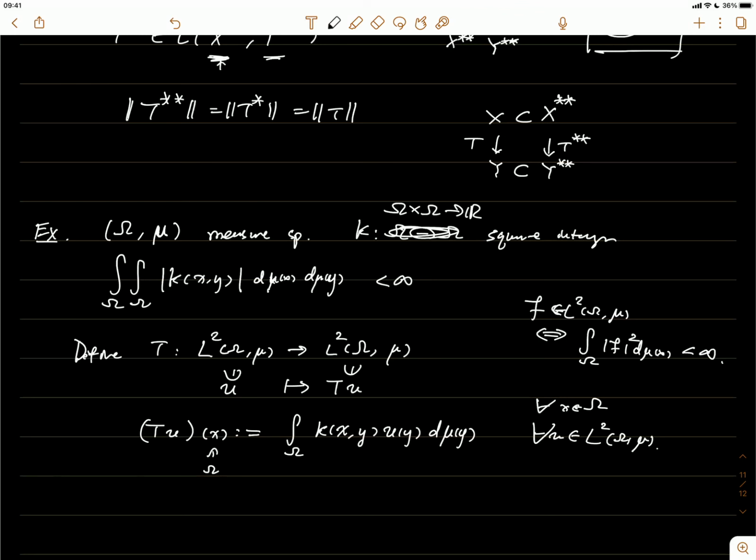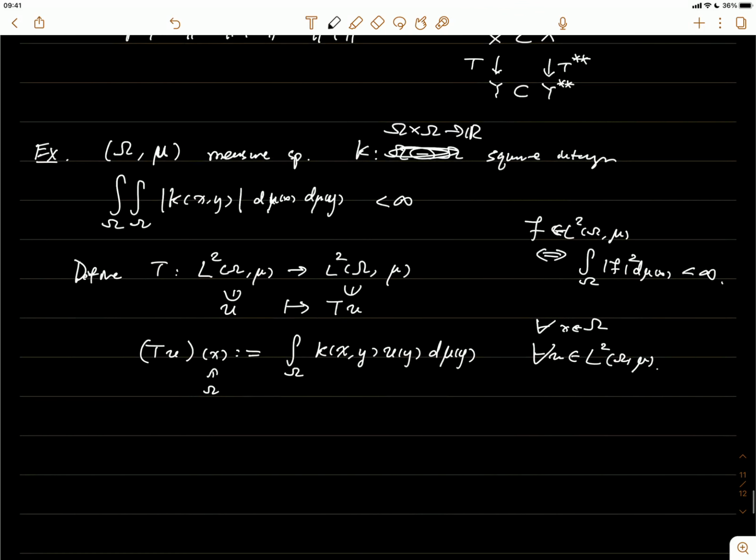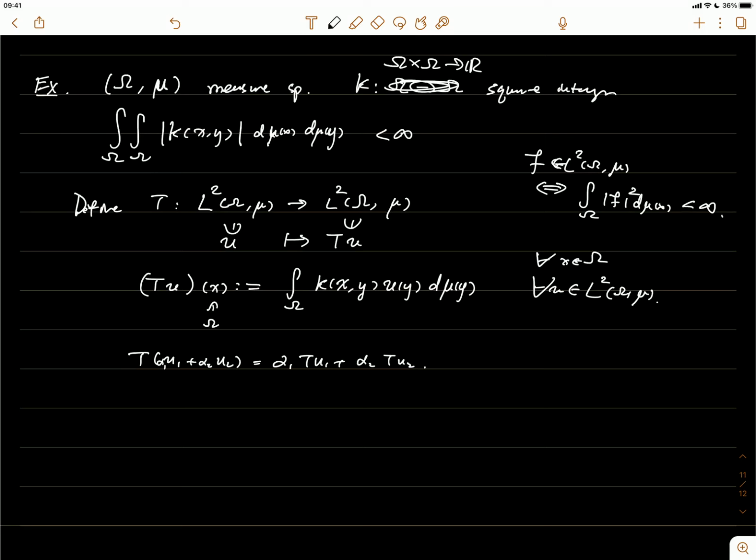Now I'll try to show that T is a bounded linear operator. So it's linear. That's pretty clear, right? We just need to show that T of alpha 1 u1 plus alpha 2 u2 is equal to alpha 1 T u1 plus alpha 2 T u2. That's the only thing we need, and it's easy to show by using the linearity of integrals. But I also want to show that this is a bounded operator.